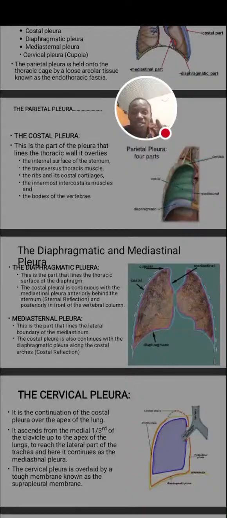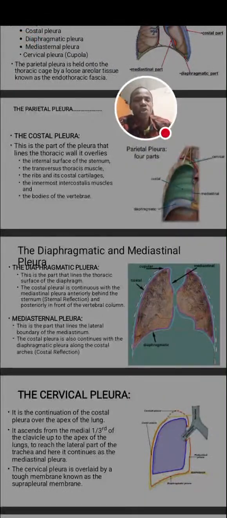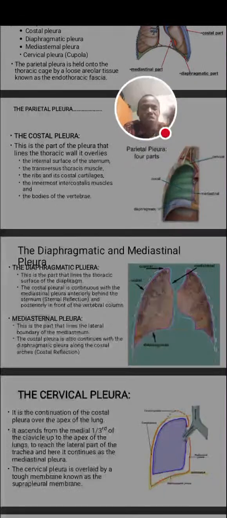Transversus thoracis muscle. You won't really appreciate this muscle except you look at the thoracic wall. There's a video we made on the thorax. So you will not really appreciate the pleura if you don't appreciate the thorax, one before two. When you uncover it and understand it, you now see this other one.